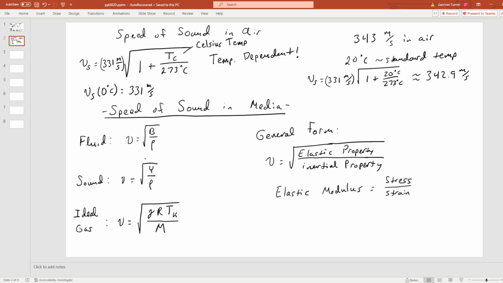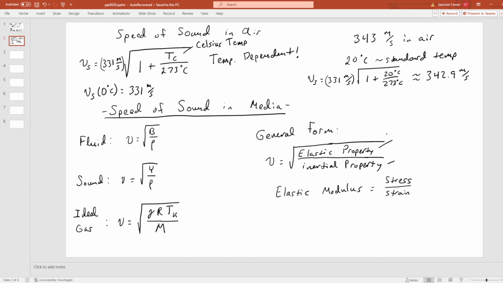Okay, so the general formula for the speed of sound is an elastic property divided by an inertial property. And your elastic property is defined as essentially how your medium responds to deformation. Okay, if I apply forces in different directions and those forces are imbalanced, how does my medium respond elastically, right? Does it stretch? How does it compress? How does it respond to shearing forces and those kinds of things?